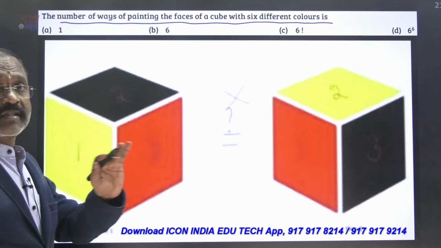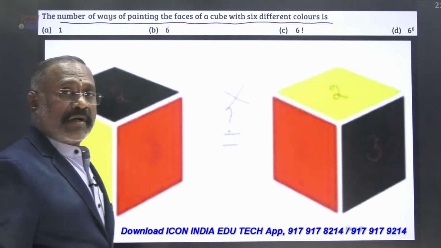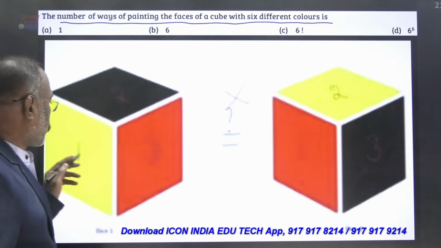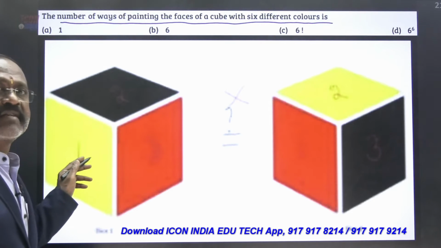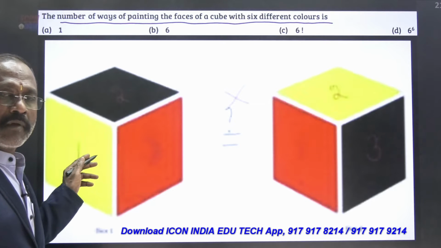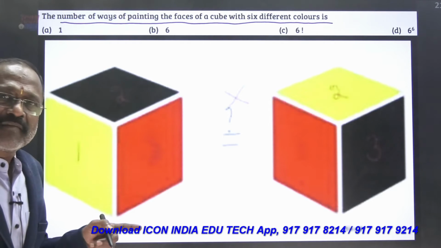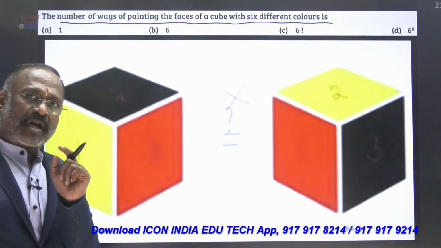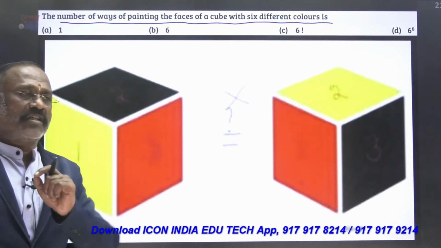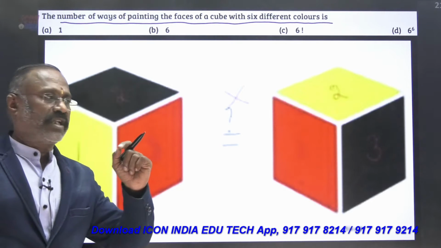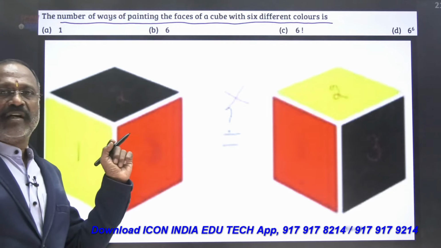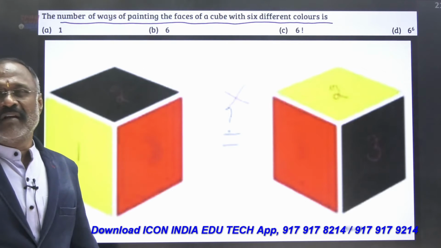But here, he simply said it as a cube. Suppose the numbers are given. Let me say the first phase can be painted in 6 different ways, then the second phase can be painted in 5 different ways, and the third phase, because the numbers are there to show that this is the first phase, this is the second phase, this is the third phase, like that. But the numbers are not there.